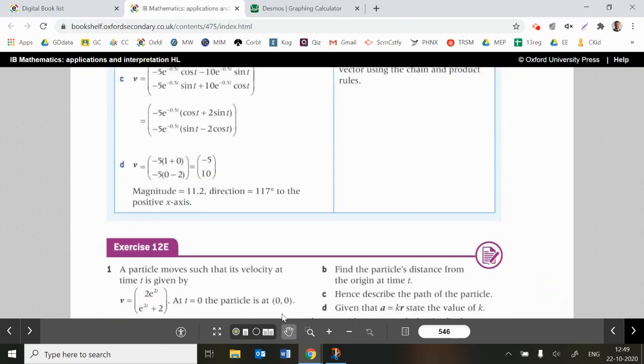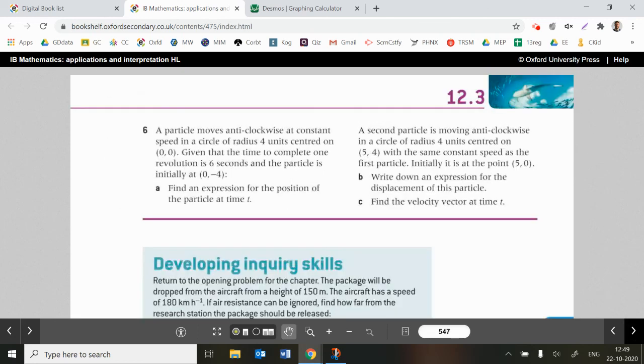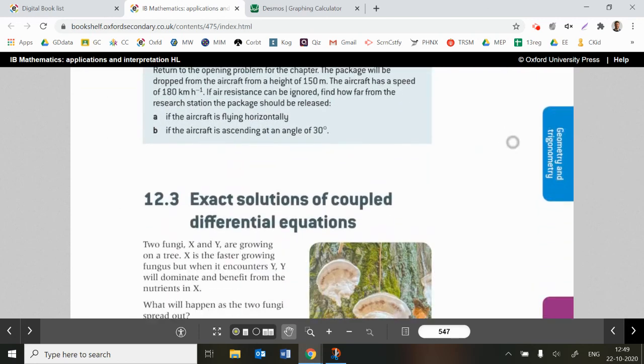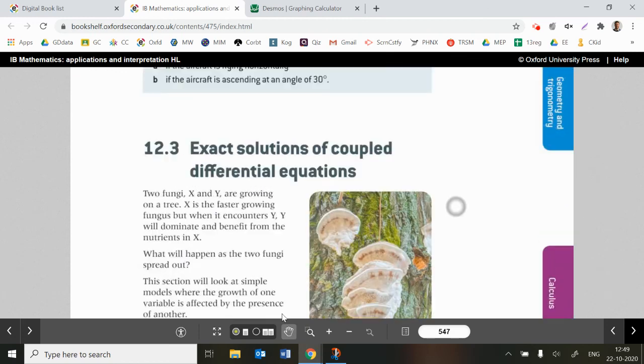Okay then guys, you've got now 12E. It's a relatively straightforward exercise. There are 6 questions. Good luck with those. The next section is going to get hard again. So enjoy it while it lasts.